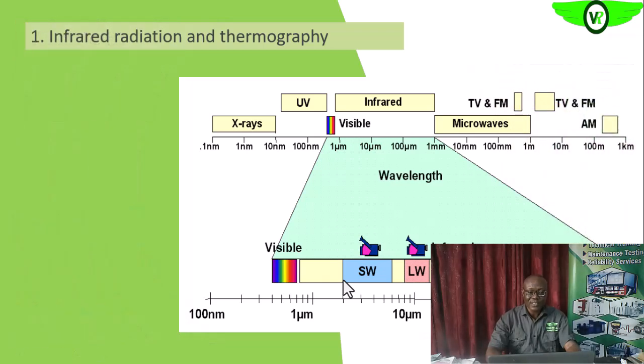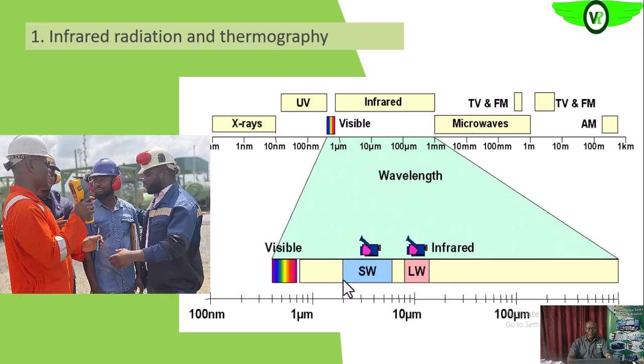So infrared thermography, what does it really mean? Let us first appreciate what infrared is. If you look at your screen, this is the electromagnetic spectrum. We have the visible range of the electromagnetic spectrum, that is the range that we can sense with our sense of sight. Before that visible range, and beyond it too, we cannot perceive those radiations or waves with our sense of sight.